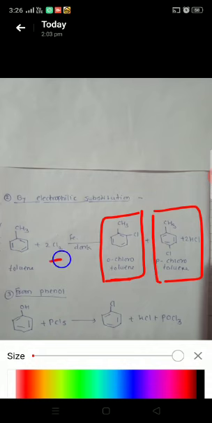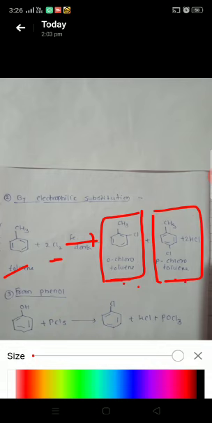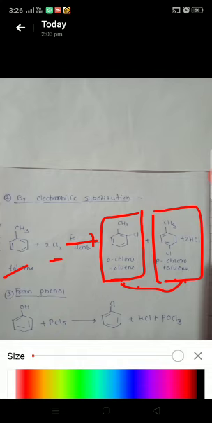When we add Cl2 molecule into toluene in the presence of Fe, then the ortho and parachlorotoluenes are obtained. Ortho and para isomers can be easily separated. These two isomers can be easily separated as there is a large difference in their melting points.